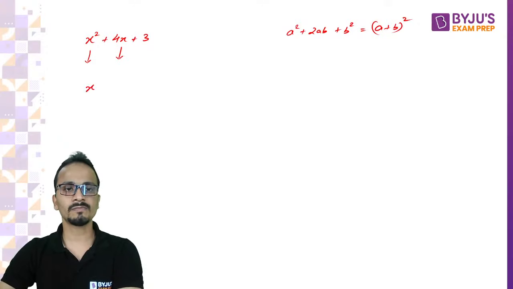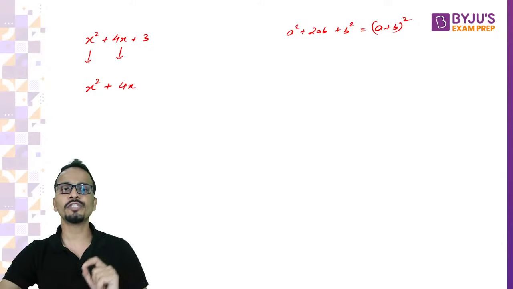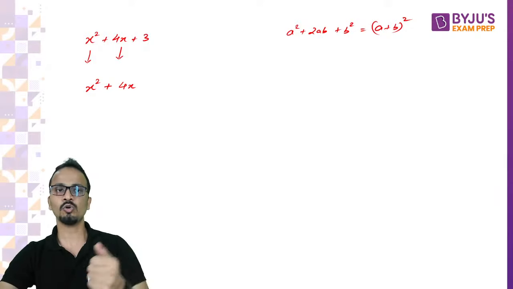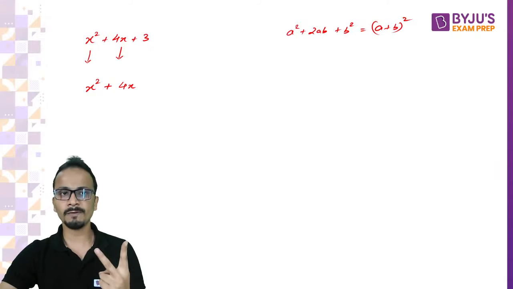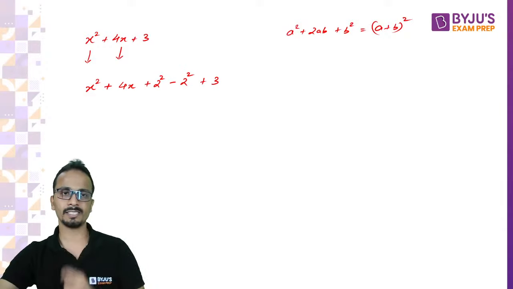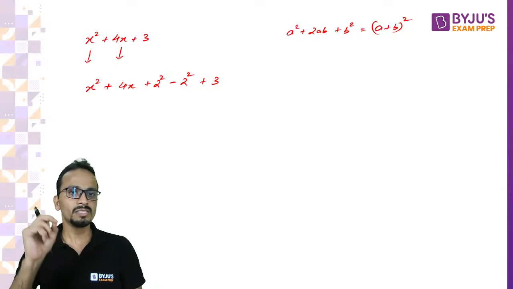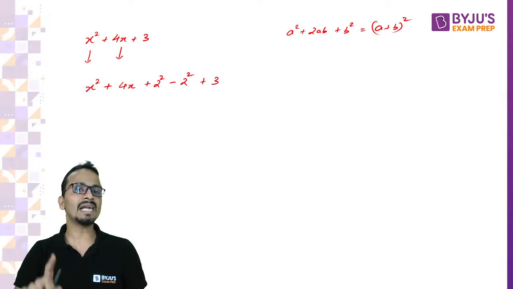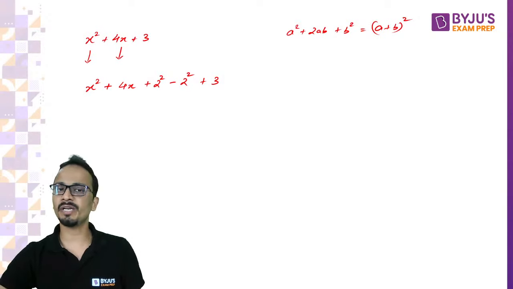First of all, I'll take half of the coefficient of x. So whatever coefficient of x is given, halve it. Half of 4 is 2. Add the square of 2 and subtract the square of 2 to balance it, and plus 3 will be written as it is. I'll repeat: take the coefficient of x, which here is 4, and halve that number. 4 divided by 2 is 2. 2 square will be added and subtracted, and 3 will be written as it is.